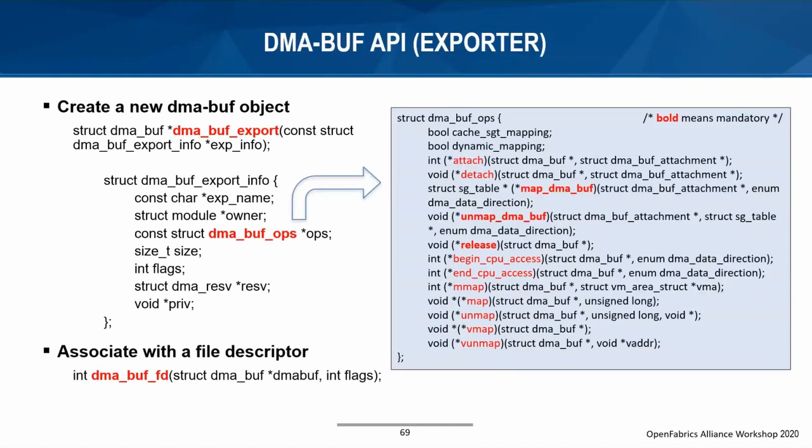And there's a corresponding unmap function. And there's another function to release the DMA-BUF. Those functions are called by the importer-side DMA-BUF API to achieve various functionality. And the DMA-BUF FD function is used to associate the DMA-BUF object with a file descriptor. Next slide.